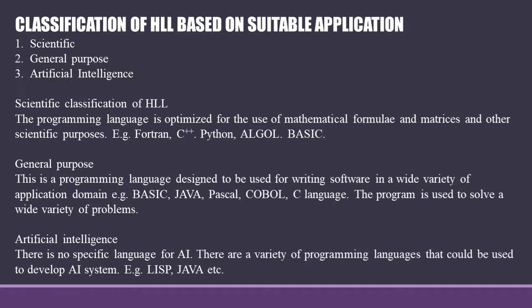There is no specific language for this AI. The abbreviation for artificial intelligence is AI. So there is no specific language for artificial intelligence. There are varieties of programming languages that could be used to develop artificial intelligence systems. And this one we call LISP, meaning list processing. LISP is a programming language that was designed for easy manipulation of data.